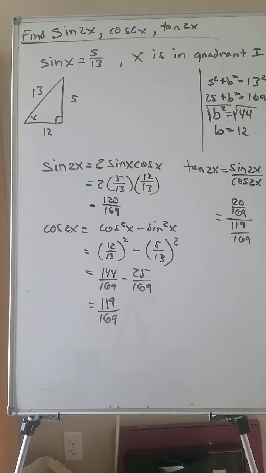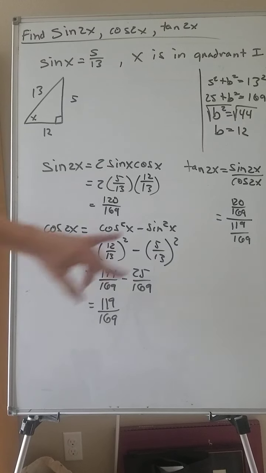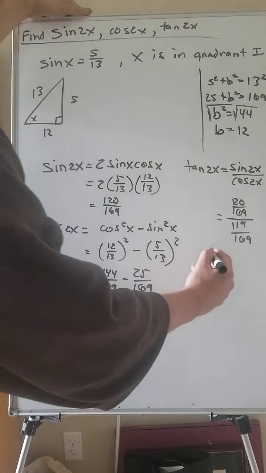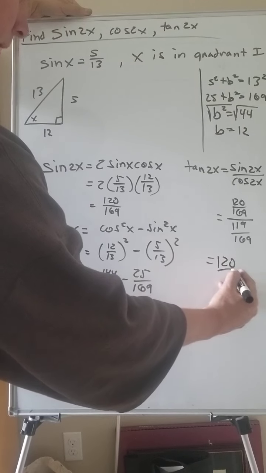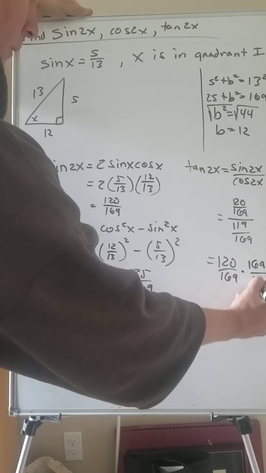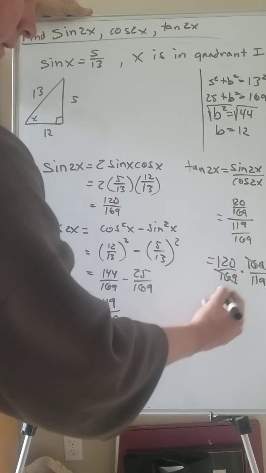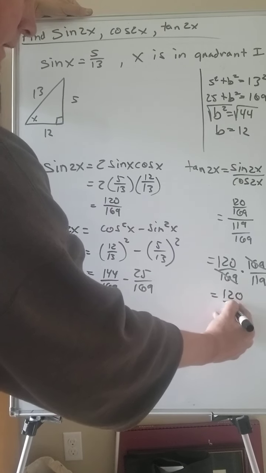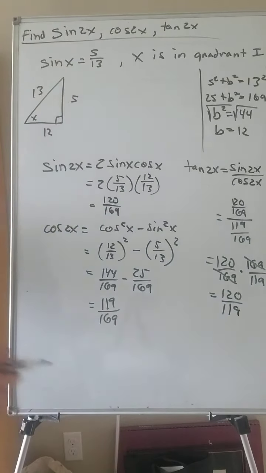And now I have a fraction divided by a fraction. Well, if I have a fraction divided by a fraction, I can just multiply by the reciprocal of the divisor. So this is the same thing as 120 over 169 times 169 over 119. The 169's cancel. So tangent of 2x is 120 over 119.